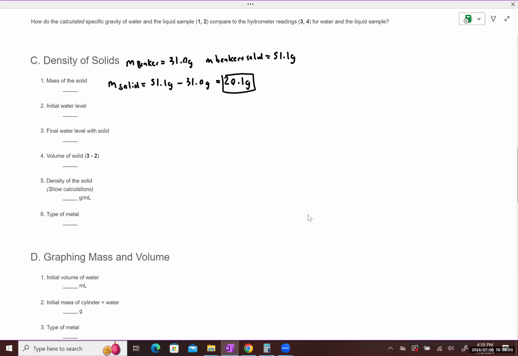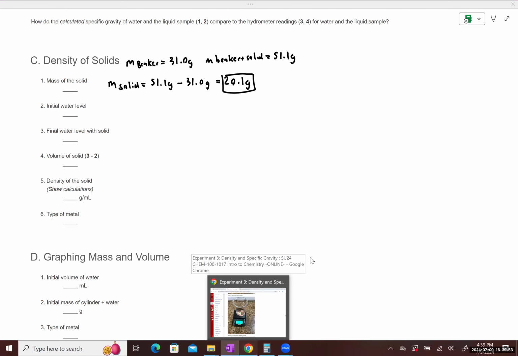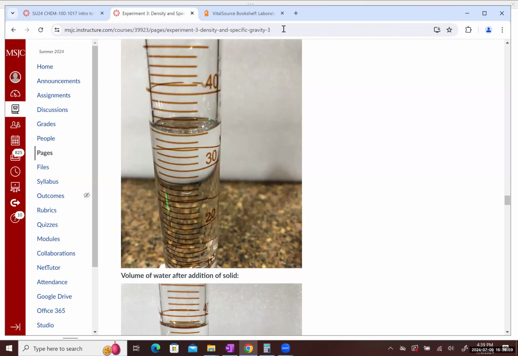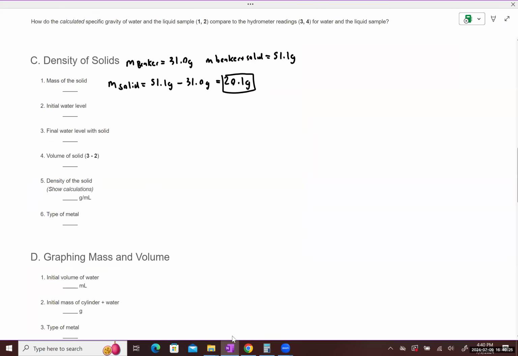Okay, now let's look and find our graduated cylinder, which contains some water. So in this case, the volume of water before solid addition, we're 1, 2, 3, 4, 5. We're a little bit past 35. So I'd say 35.1 milliliters would be a reasonable approximation and a reasonable measurement in this case. So let's transfer this reading now. So the initial water level would be 35.1 milliliters.